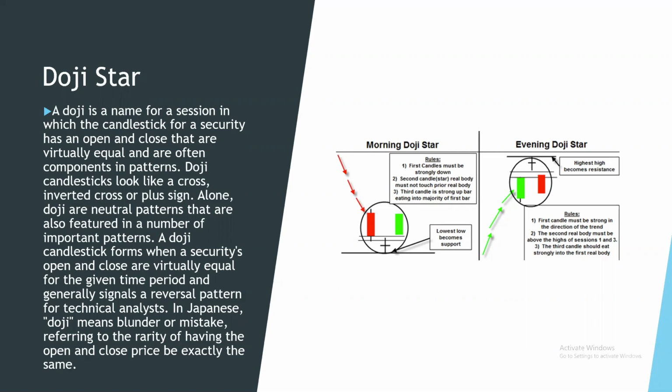Alone, doji are neutral patterns that also feature in a number of important patterns. A doji candlestick forms when a security's open and close are virtually equal for the given time period, and it generally signals a reversal pattern. In Japanese, doji means blunder or mistake, referring to the rarity of having the open and close price be exactly the same.